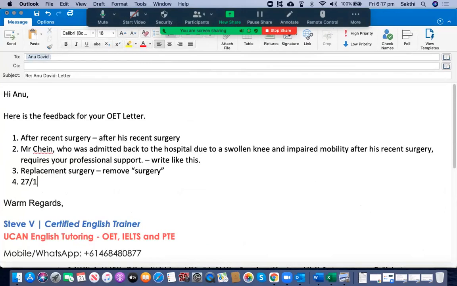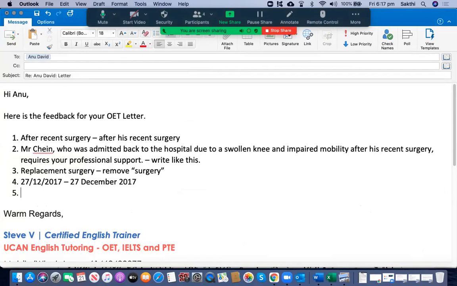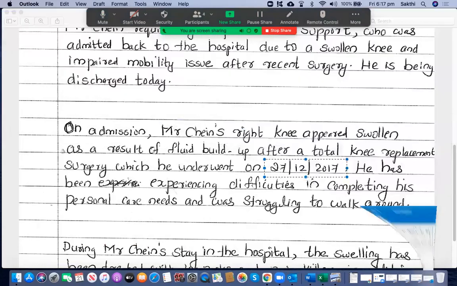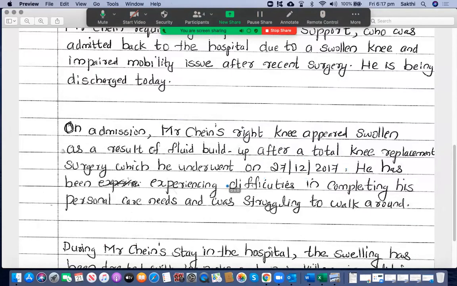27/12, 27 slash 12 2017. So you can say 27 December 2017. But that's a recommendation only, it's not a grammar mistake.